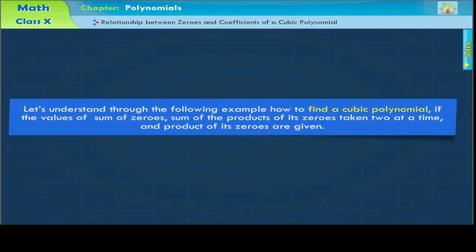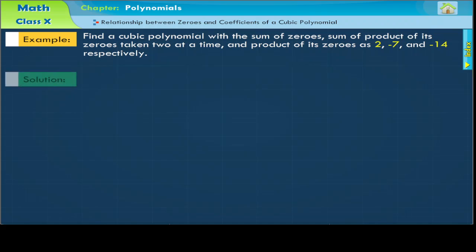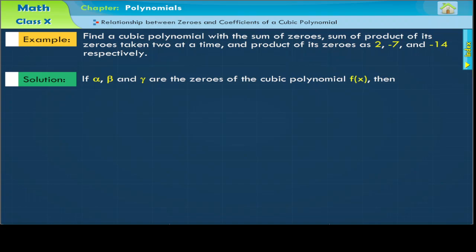Let's understand through the following example how to find a cubic polynomial if the values of sum of zeros, sum of the product of its zeros taken two at a time, and product of its zeros are given. Find a cubic polynomial with the sum of zeros, sum of product of its zeros taken two at a time, and product of its zeros as 2, -7 and -14 respectively. If alpha, beta and gamma are the zeros of the cubic polynomial f of x, then let's observe the following.